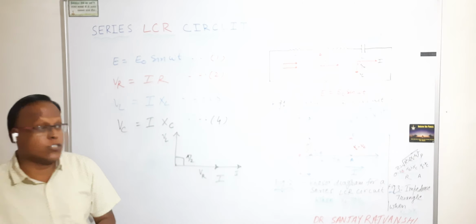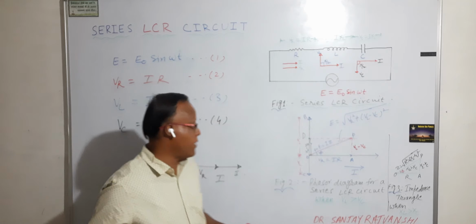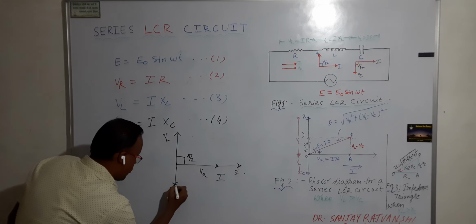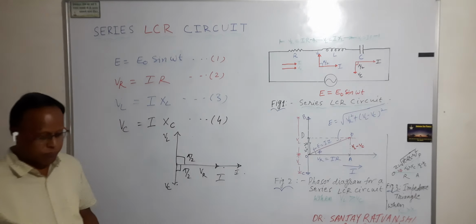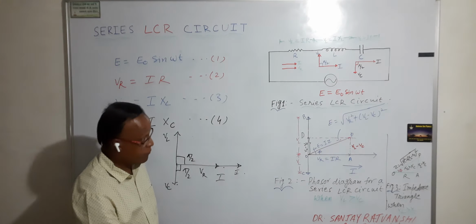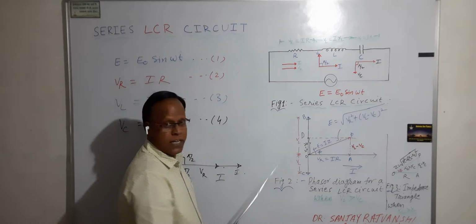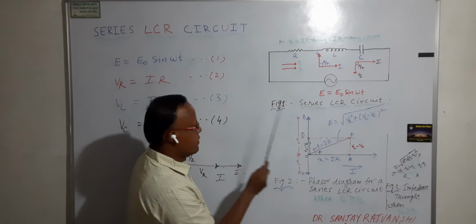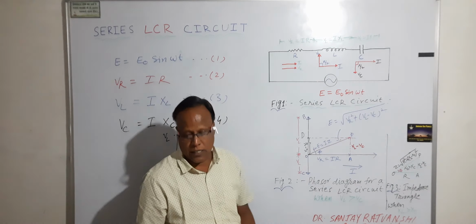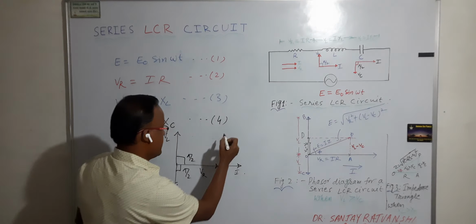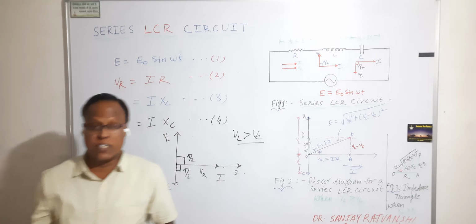And in the case of a pure capacitive circuit, current is ahead in phase by pi by 2 with VC. So this is your pi by 2 current. I drew this diagram already here. This is for I. VR is represented by OA, OB represents VL, and OC represents VC. Here I assume the case VL greater than VC. You can take VC greater than VL also.